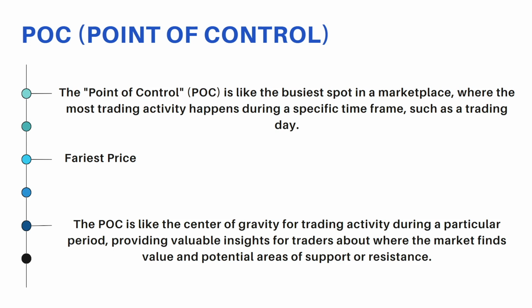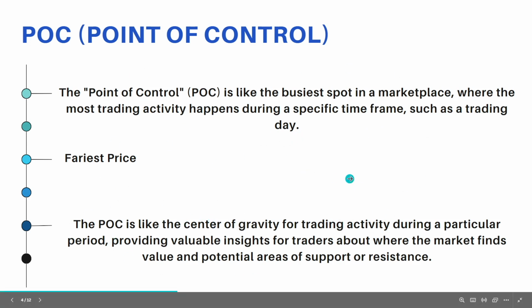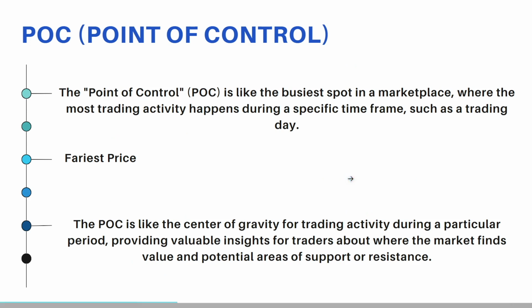See, value area, what we have said, is a fair price. Even in the fair price, at some point we will have a fairest price, right? That fairest price is called POC. That's what I mentioned here. The point of control is like the busiest spot in a market profile where the most trading activity happens during a specific time frame, such as a trading day. You can also refer to this slide, but let me show you on the chart.